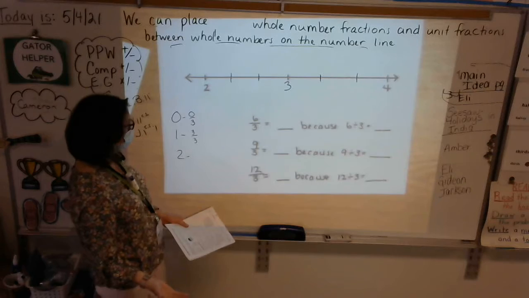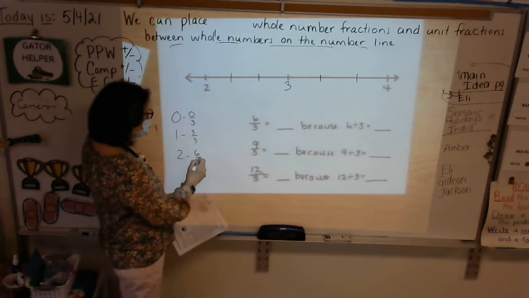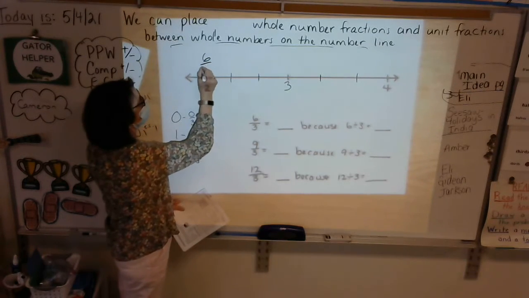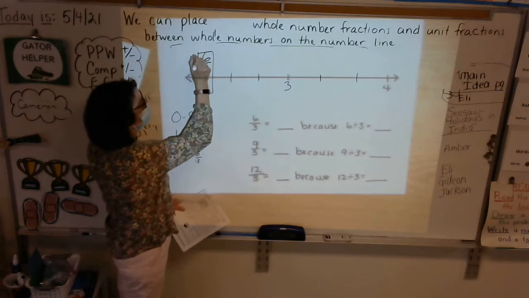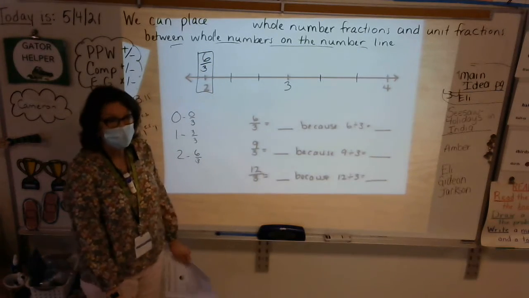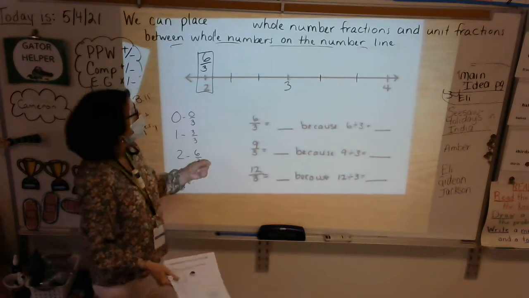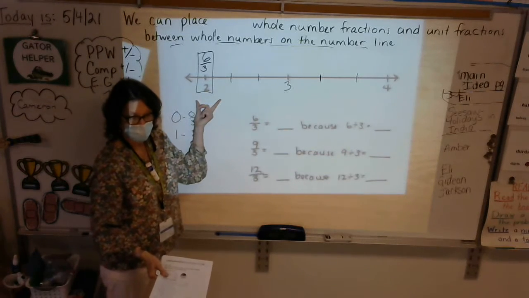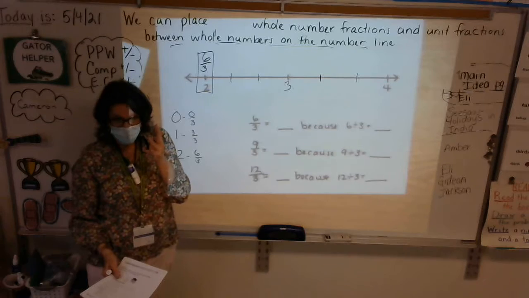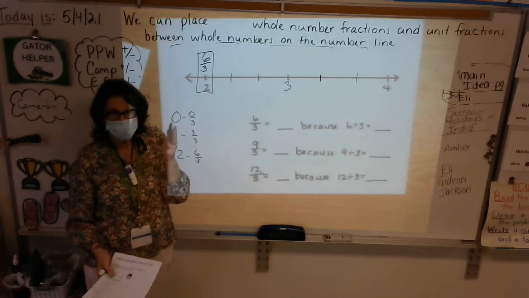Lucas? 6 thirds. Very good. We have counted 6 thirds. I'm going to put that fraction above here, because it goes up by 3 every time. Absolutely. We're going up by 3 every time. Another way you could look at this, boys and girls, is you could say 2 wholes with 3 in each whole. 2 times 3 is 6.